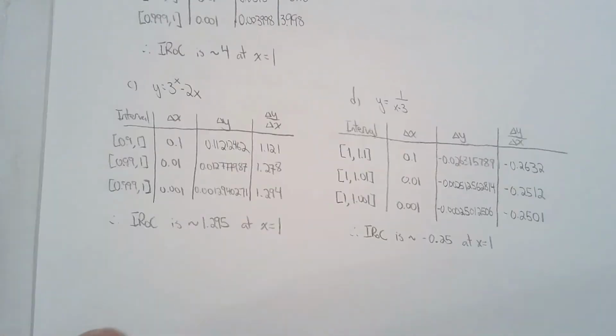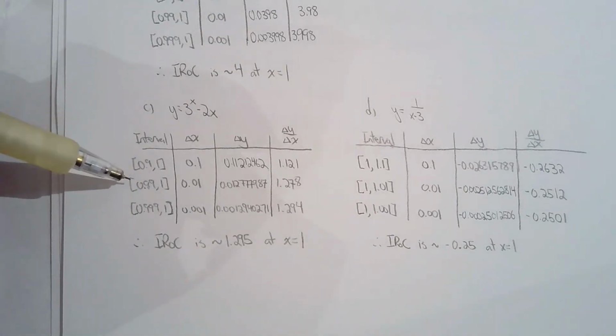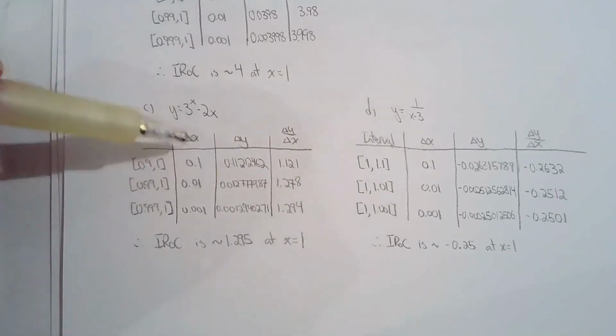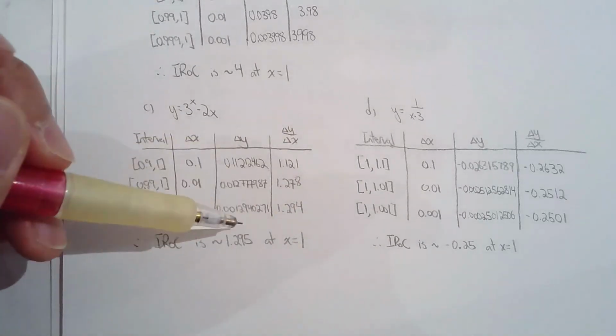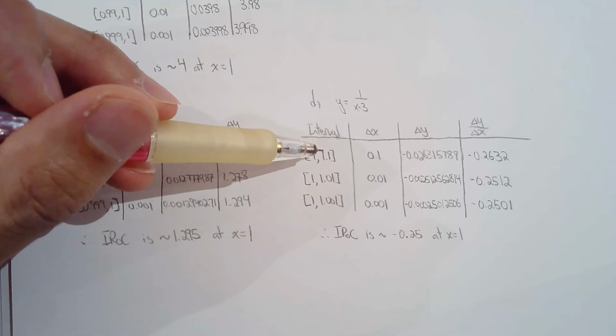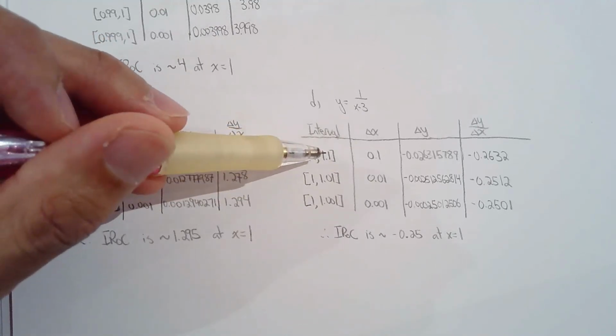For C, we have some interesting function here. No problem. We can still find the instantaneous rate of change at x equals 1. So once again, I approach from the right side. I personally prefer to approach from the right side, but that's just a personal preference. So it's about 1.295.